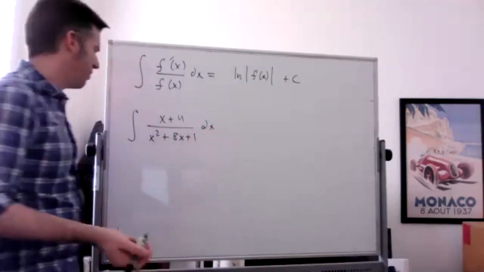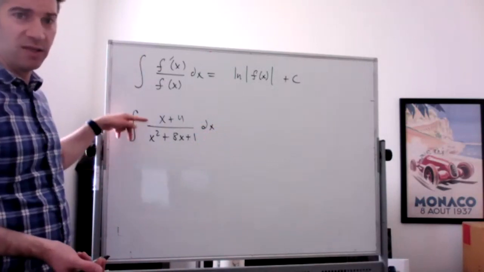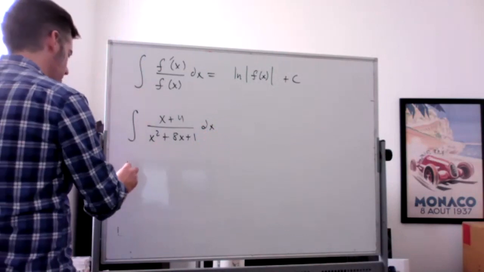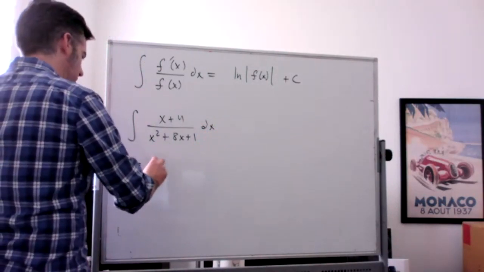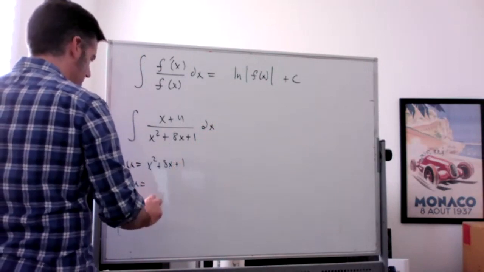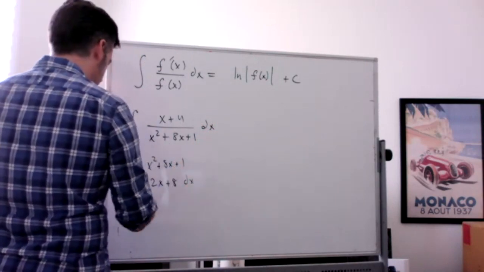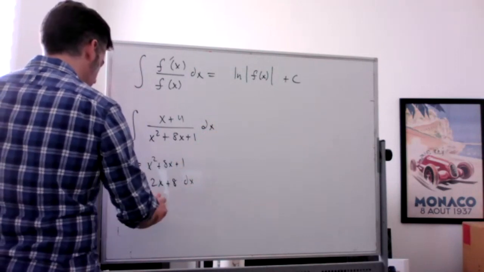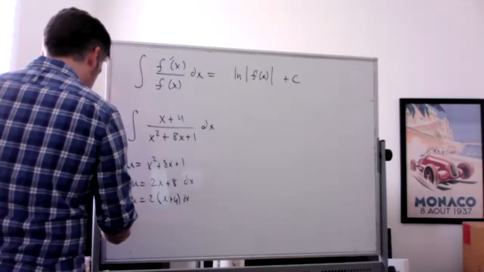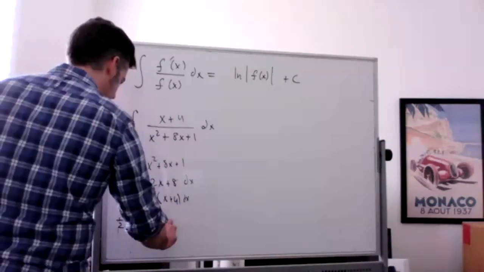So when I see something like this, x plus 4 over x squared plus 8x plus 1, I'm thinking to myself, well, it looks like the derivative of that bottom part is essentially the top. Maybe we're off by a factor. Let's do the substitution and see. So u is going to be x squared plus 8x plus 1. Your du is going to be (2x plus 8) dx, which is exactly 2 times (x plus 4) dx. So 1/2 du is equal to (x plus 4) dx.